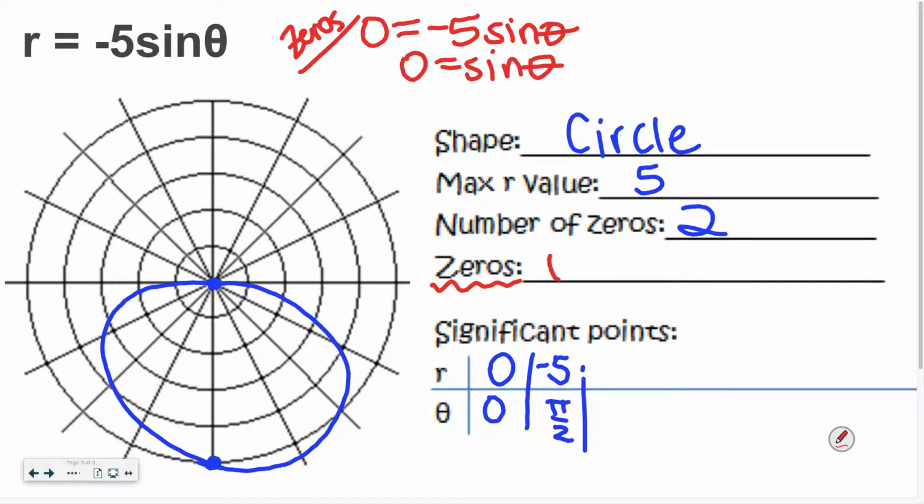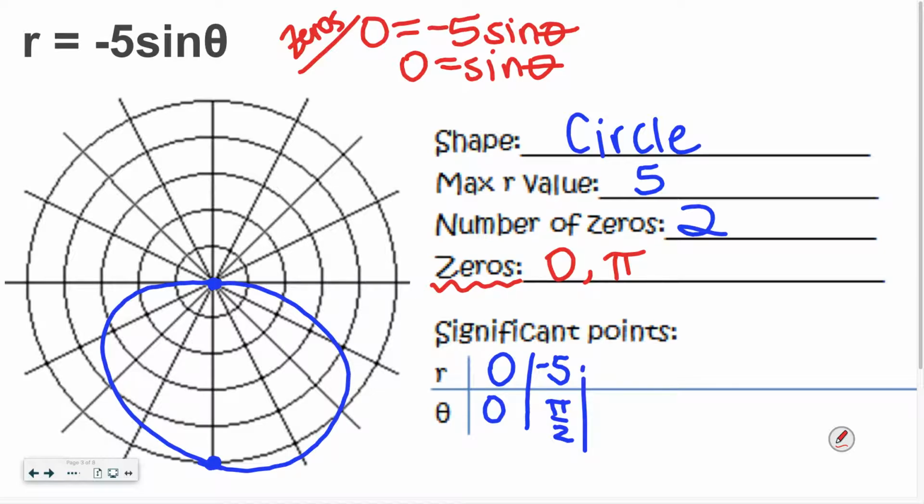Well, we know the sine is equal to 0 at 0, but I want 2 zeros, so I'm going to name the next place pi. But I only have 2 zeros, so I'm going to stop there. We got the number of zeros because I plugged in theta is 0 and I knew I started here. So I started at the pole, ended at the pole, so we had 2 zeros.